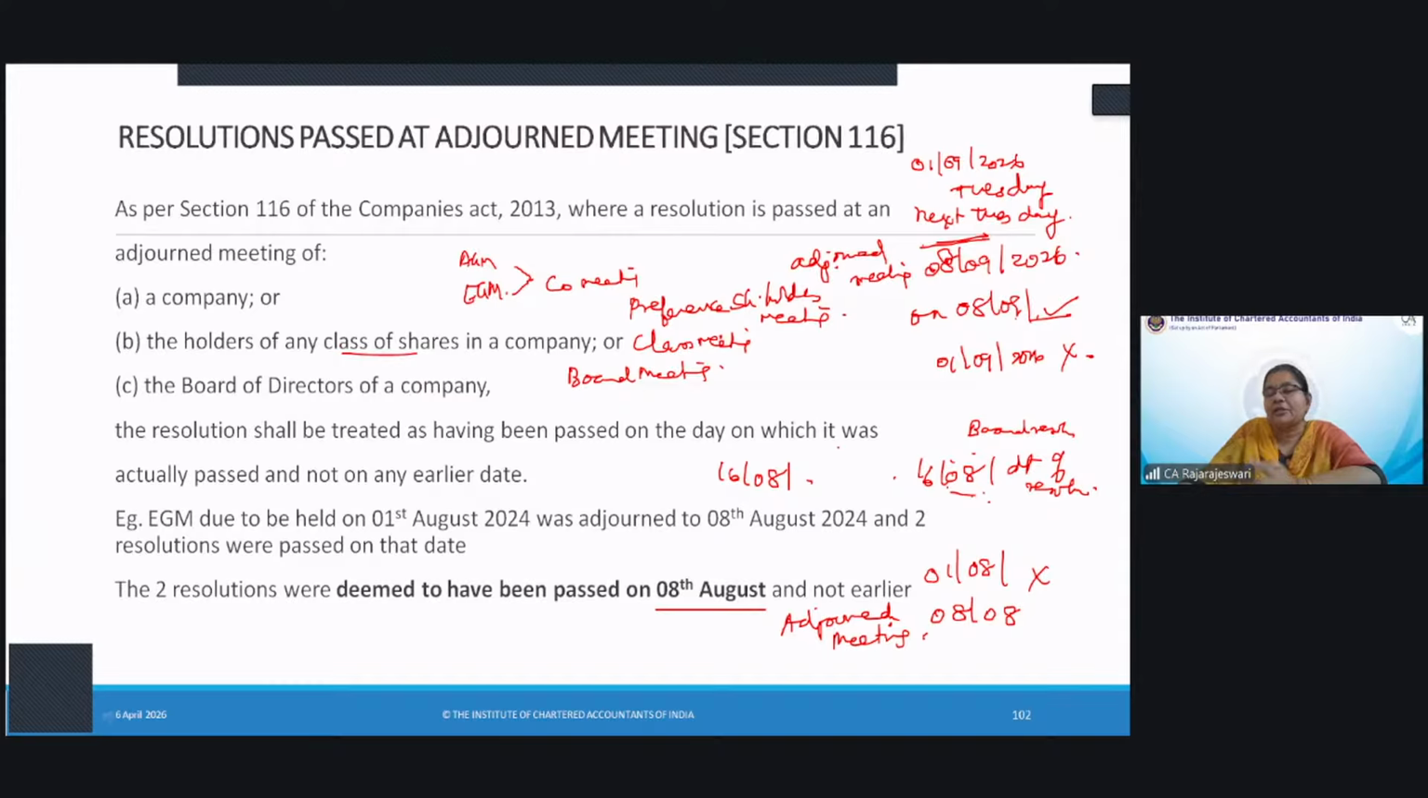It could be for ordinary business, special business, ordinary resolution, special resolution, because the general meeting was adjourned. So it was passed on that particular date. From that date, 30 days time limit will be there for you to file the form.